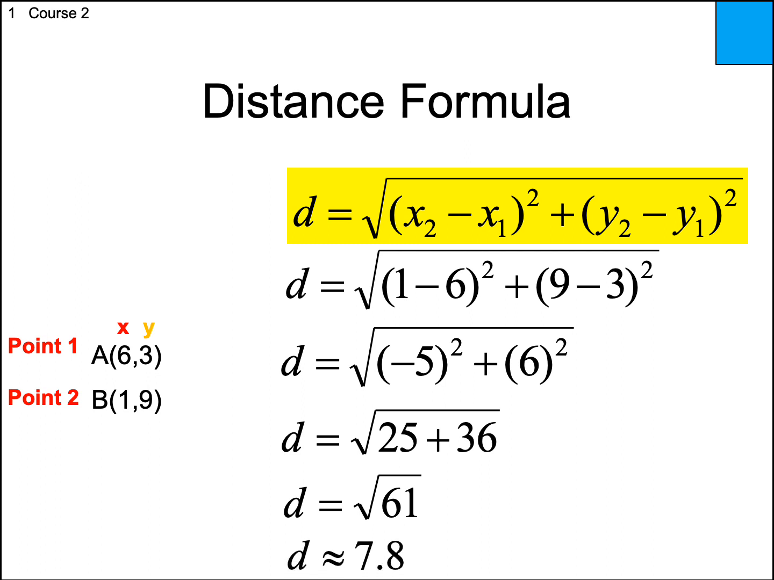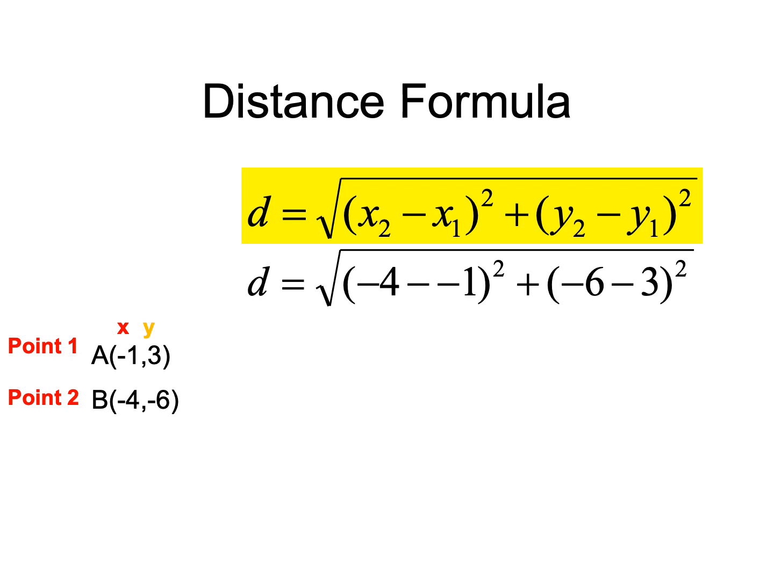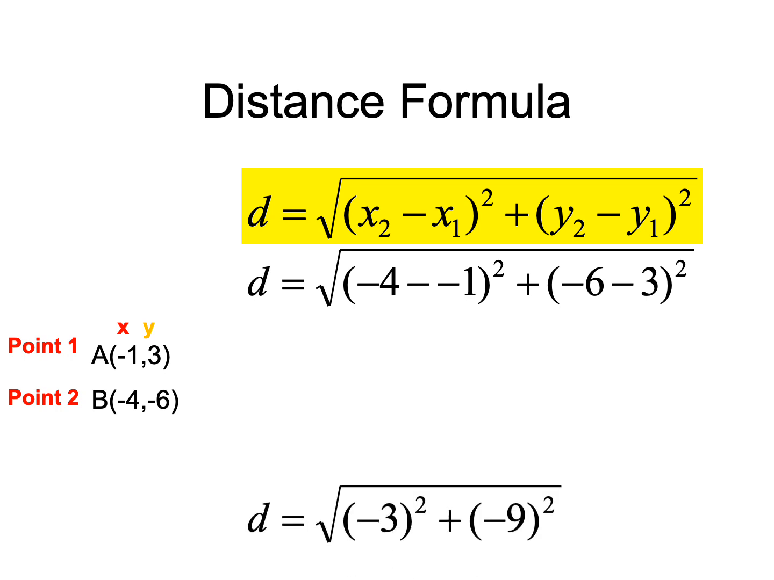Okay? All right. It becomes more challenging when there are negatives involved. So don't panic. Just do exactly what the formula says. X sub 2 is negative 4 minus x sub 1 is negative 1. So I'm going to get a negative 4 minus a negative 1. Y2 is negative 6 minus y1 is 3. Two negatives make a positive, so the x-coordinate should say -4 plus 1. -4 plus 1 is -3.